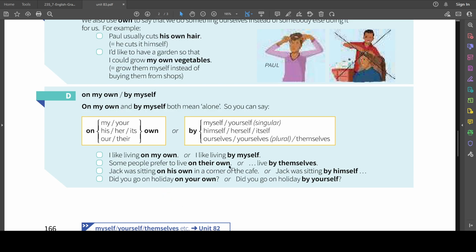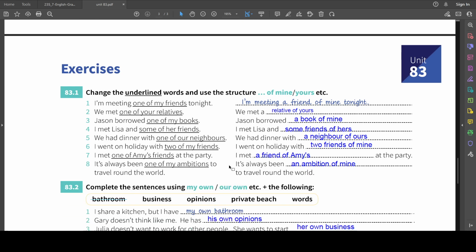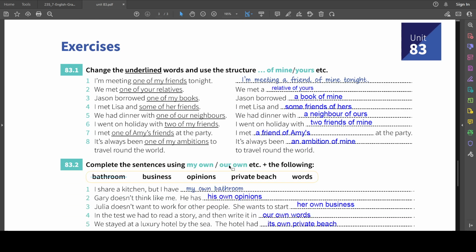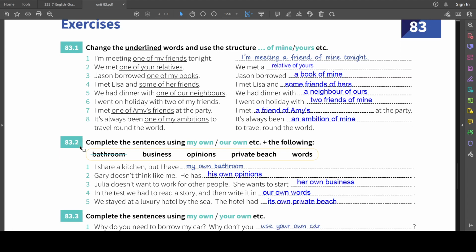So let's move on to the exercise part. Let's start with the first one. This is a big one. This unit has like 6 sections for the exercise, so it's going to be longer, but I hope you find it useful because it has a lot of examples. The first one: change the underlined words and use the structure of yours.